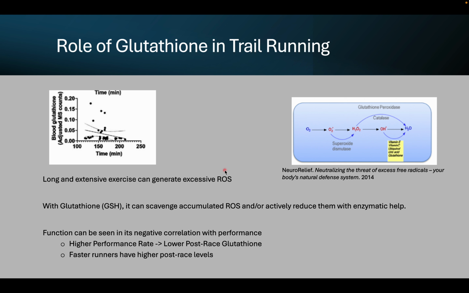So with this higher performance rate, the more you run, you have a lower post-race glutathione. And this is seen right here again, as the slower runners have lower concentrations, where you have your faster runners having slightly higher concentrations.